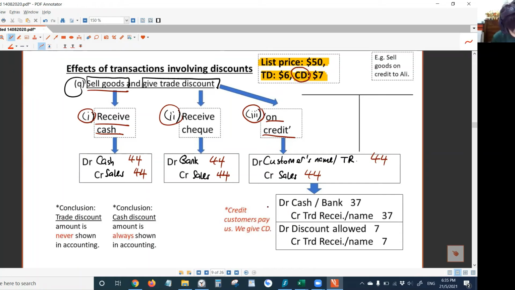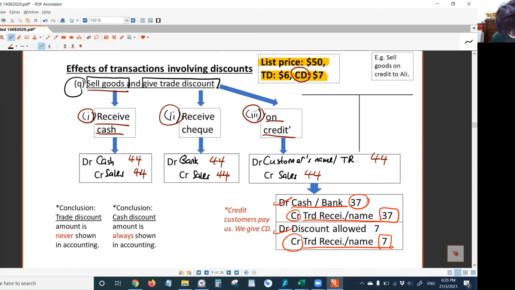So I've shown you the double entries here. You don't have to write down. So debit cash or bank, depending on what you receive. If you receive cash, you debit cash. If you receive 37 in the form of check, you debit bank with 37. At the same time, credit the customer's name, 37. For the discount, this is how you should record. You offset the balance in the trade receivable account by 7, then you debit discount allowed account. These are the double entries.